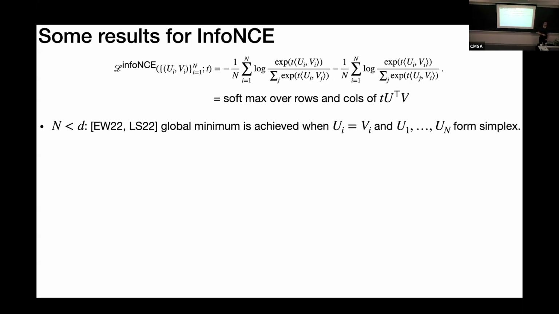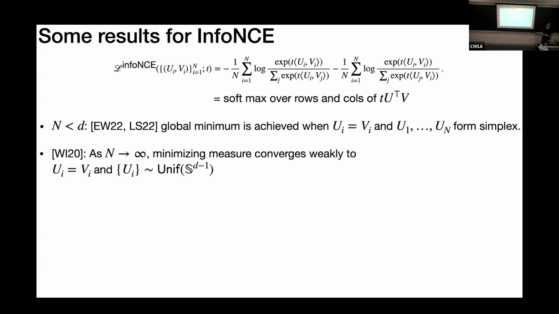So here's one result. If n, remember that's the number of these u_i-v_i pairs, is less than d, then explicitly the global minimum of InfoNCE loss is given by setting u_i equal to v_i. So you fully just collapse those representations, which is sort of natural. Text and image embed precisely to the same point, and u_1 all the way to u_n are the vertices of a simplex. Okay, so that's one result.